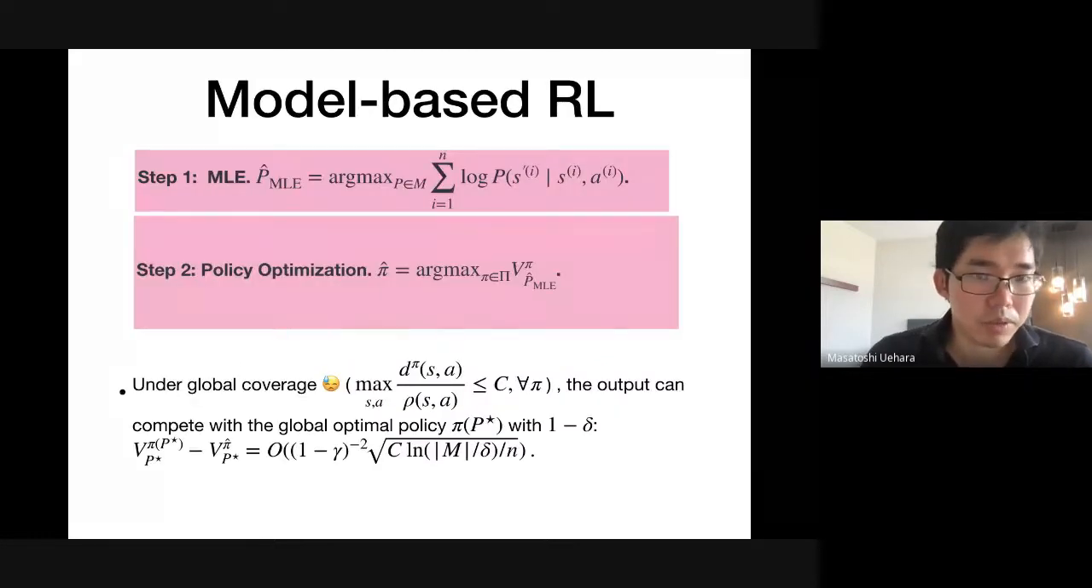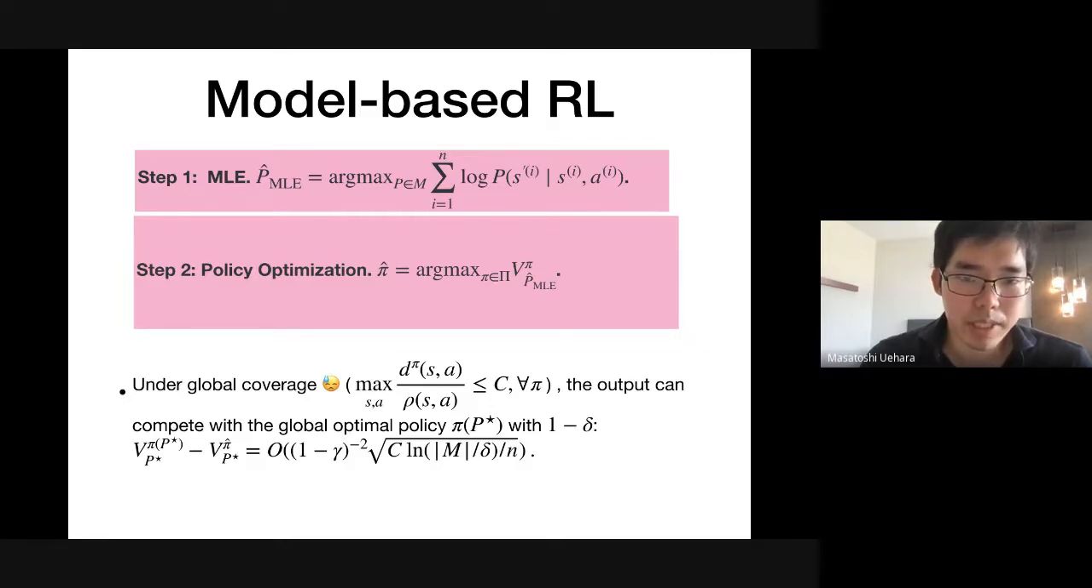Next, let me introduce a standard model-based RL. The first step is just running MLE. In standard model-based RL, we need to learn the model. It can be basically anything, but MLE is the most natural choice, so that's why I use MLE here. And recall M is a function class to learn the model.